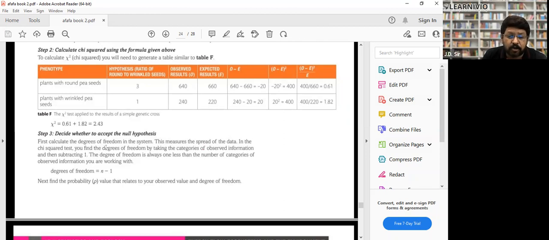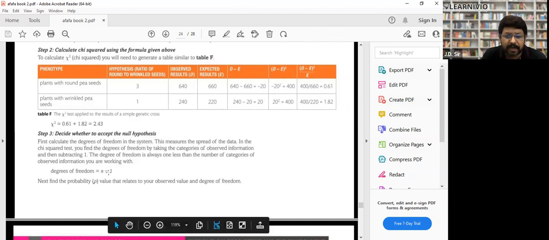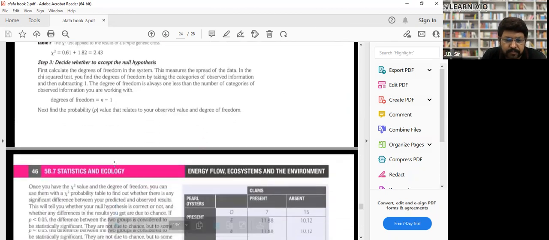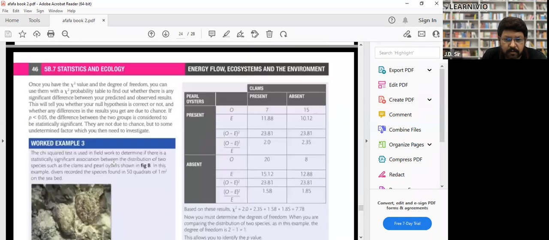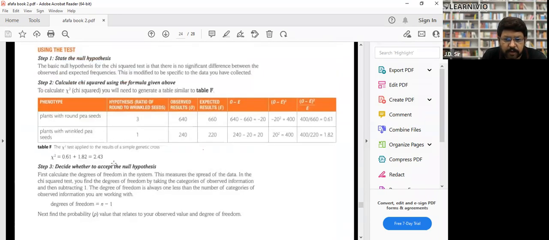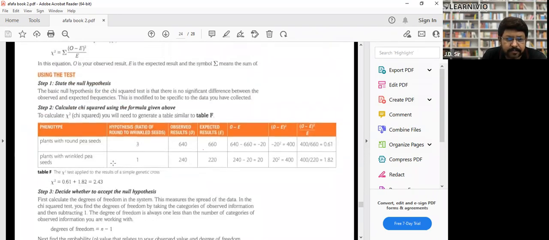First, calculate the degree of freedom in the system. This means the spread of data in this chi-square test. So what is the degree of freedom? N minus 1, right? Now what is the value of n? What is the value of n?